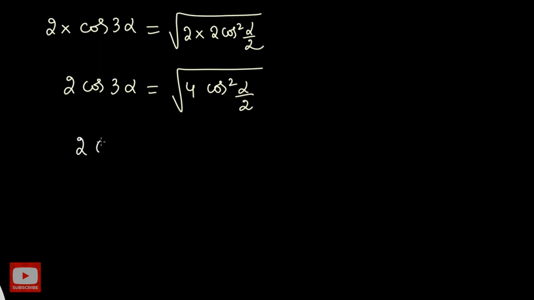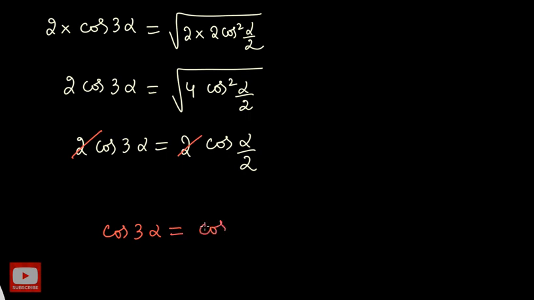So we get 2 cos 3 alpha equal to square root of 4 is 2, and the square and the square root of cos square will cancel out. So square root of cos square alpha by 2 is nothing but cos alpha by 2. So we can just cancel these 2's, and finally we get one result here, that is cos 3 alpha equal to cos alpha by 2. So with this, can we say that 3 alpha is equal to alpha by 2? Well, the answer is no.